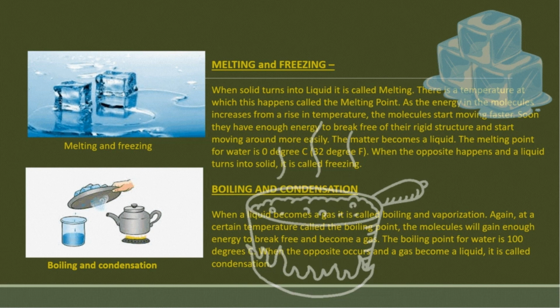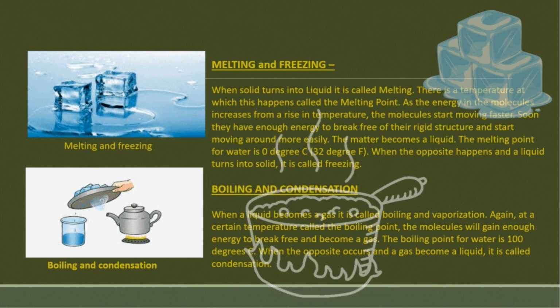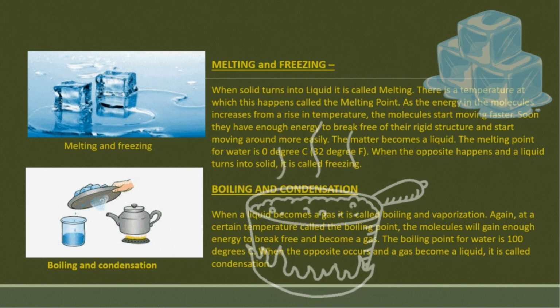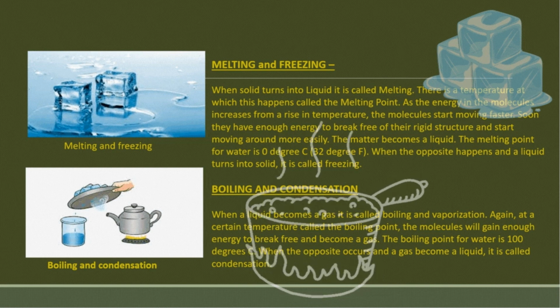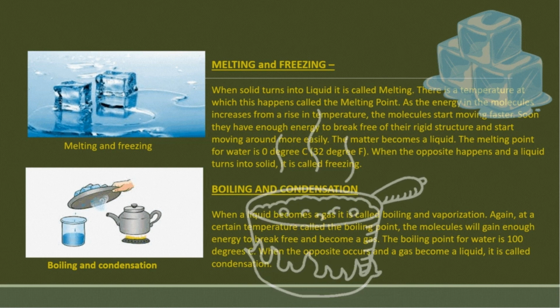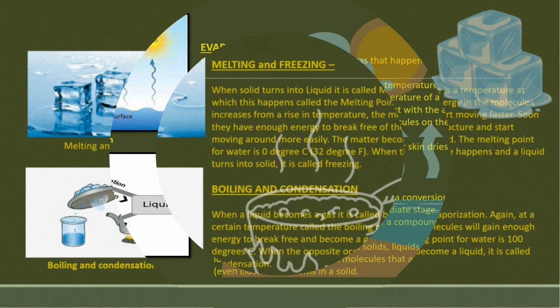Boiling and condensation. When a liquid becomes a gas, it is called boiling and vaporization. Again, at a certain temperature called the boiling point, the molecules will gain enough energy to break free and become a gas. The boiling point for water is 100 degrees Celsius. When the opposite occurs and a gas becomes a liquid, it is called condensation.